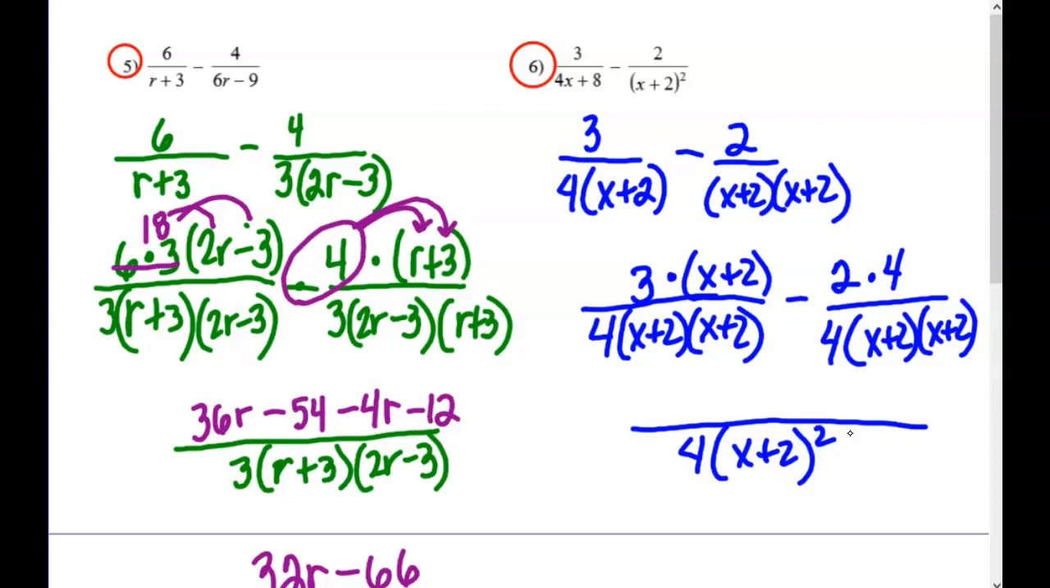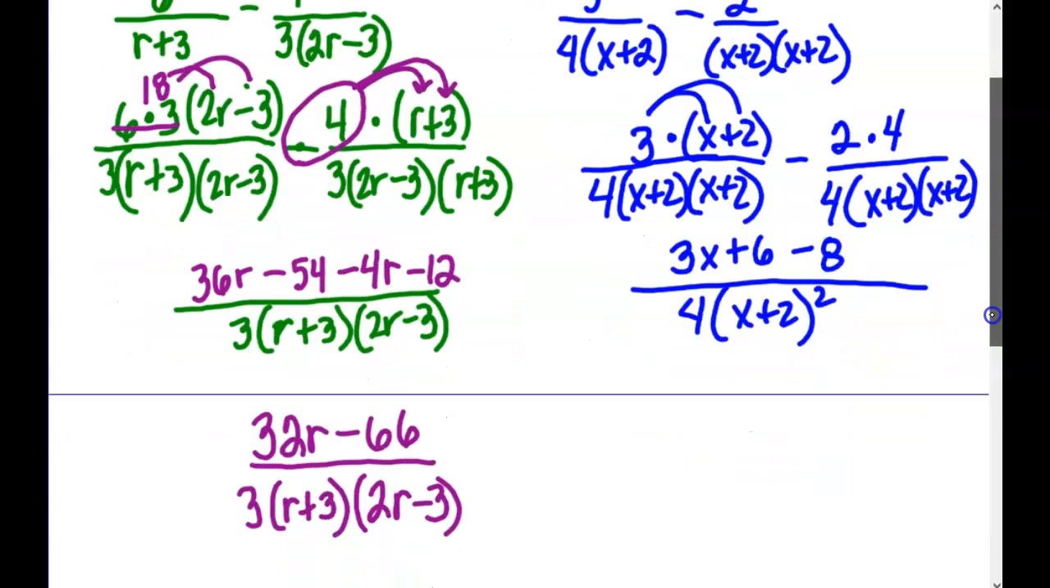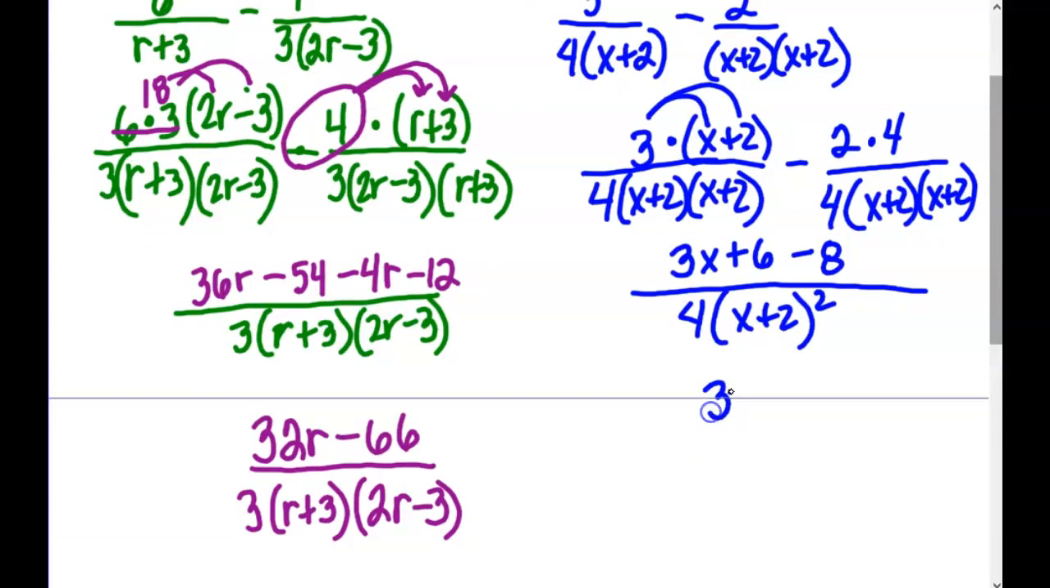All right, what's happening here? When I distribute, I get a 3x plus 6. And back here, all I have is a minus 8, which is a 3x minus 2 up top.